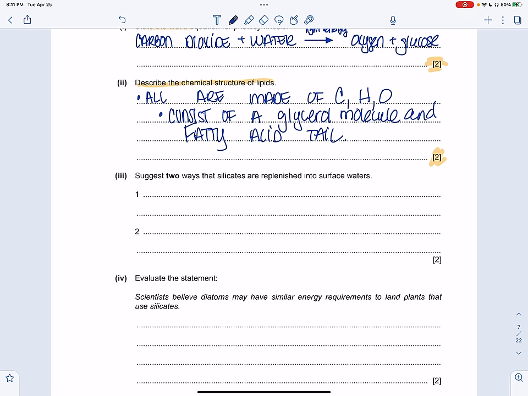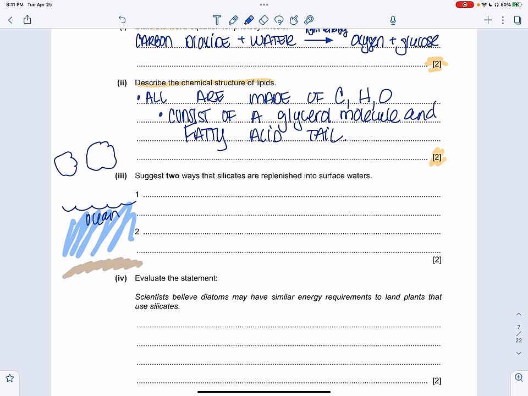Two ways that silicates can replenish into surface waters. I always say, there's a question that always says, describe or explain how nutrients get replenished. There's only so many things, right? Here's the ocean. So you have literally what's inside of the ocean, so the organisms. You have what's above the ocean, which is going to be your atmosphere. You have what's next to the ocean, which would be land. And then you have what's at the bottom of the ocean, which is sediment. And then you might also have some tectonic features, maybe a little hydrothermal situation, underwater volcanoes. That's it. So you have what's above it, what's next to it, what is within it, and what's below it. Those are the only things that can really affect it.